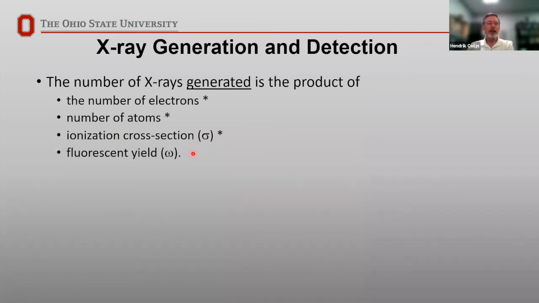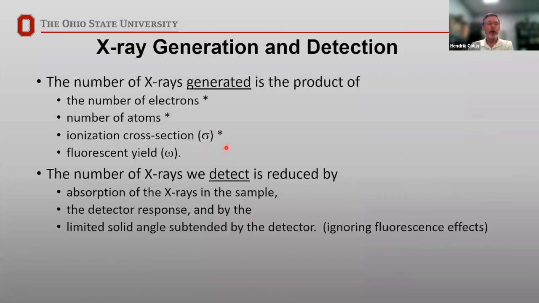It turns out that an ionized atom can de-excite by either emitting an X-ray or emitting something called an Auger electron to carry away that excess energy. And the probability of an X-ray plus the probability of an Auger equals 1. So they're alternative processes. But now that's what we generate.